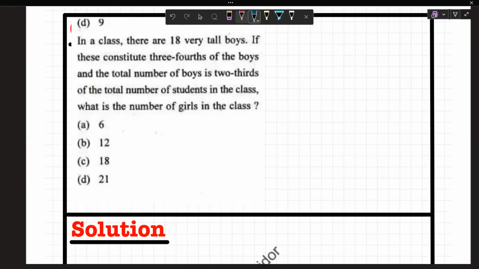This seems very easy as of now. Let us solve this. This is the question number 3 of the day. In a class, there are 18 very tall boys. First of all, I'll read the question. What is the number of girls? That means I need to evaluate the number of girls.